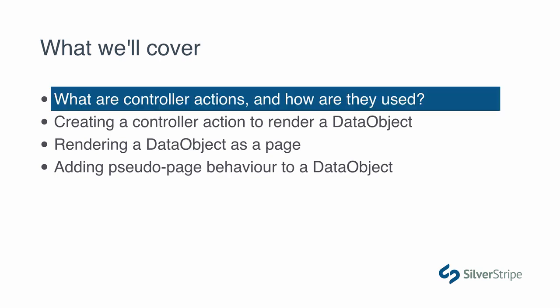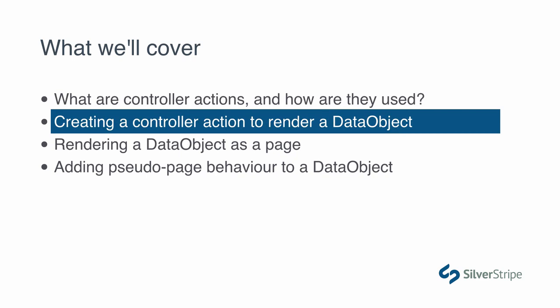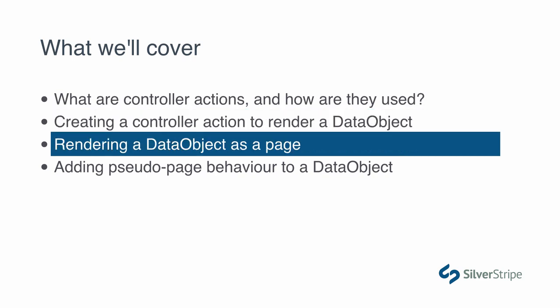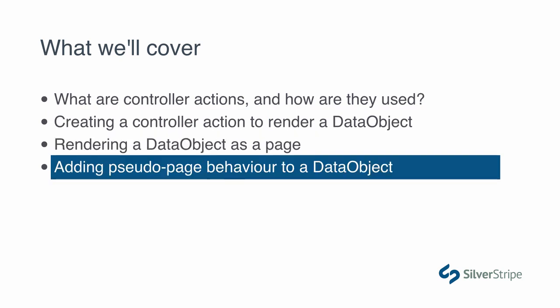First, we'll talk about what controller actions are and how they're used. Then we'll go on to actually create a controller action to render a data object. And then we will present that data object as a page. Then we'll add some pseudo page behavior to make a data object sort of behave like a page. Now these are all really key concepts in Silverstripe, getting data objects to behave like pages. So they all kind of work together, and so let's get into it.